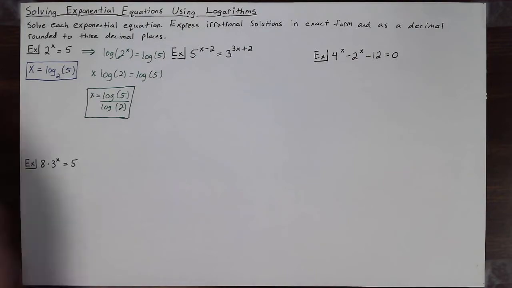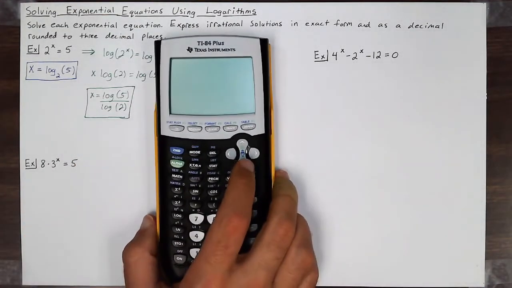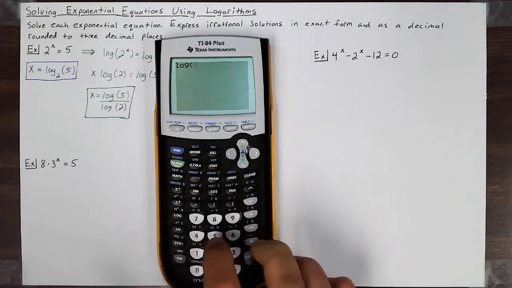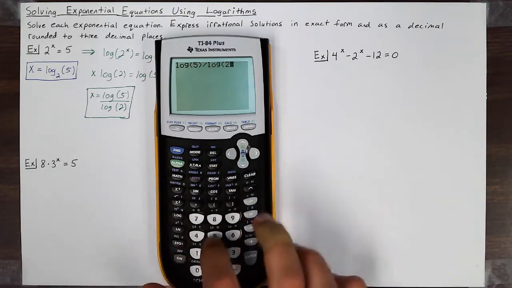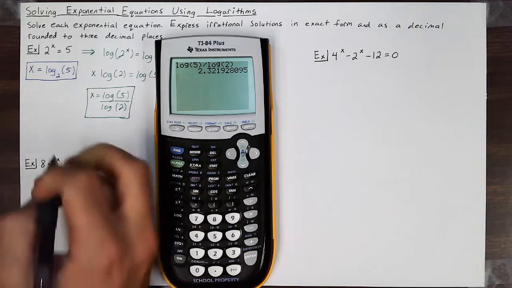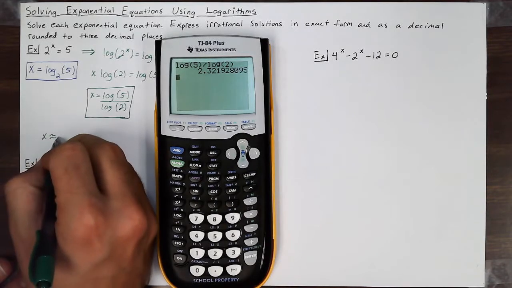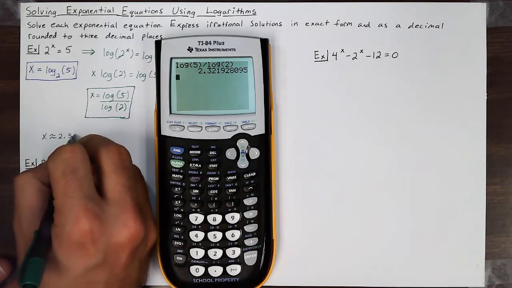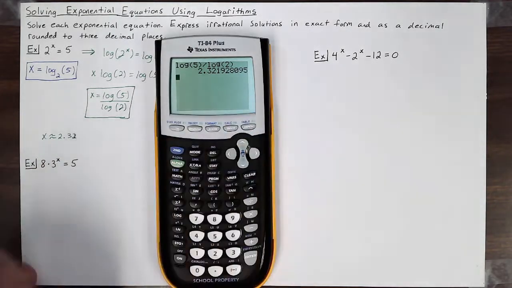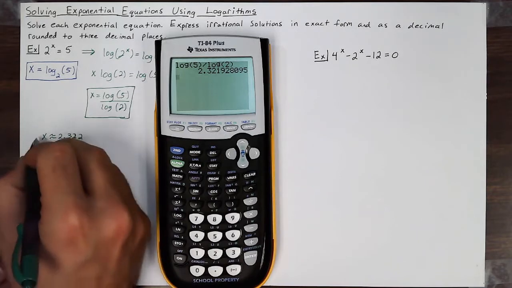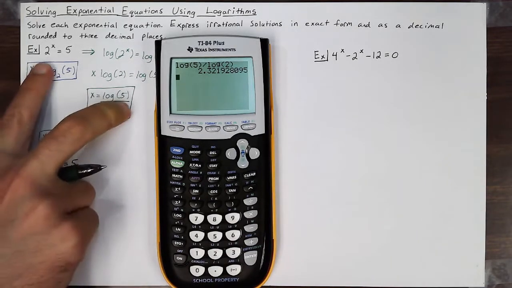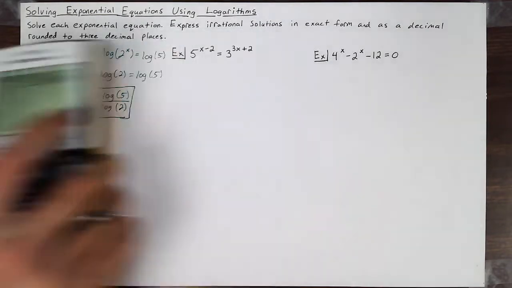Now, what is this decimal? Well, we're going to use the change of base formula because that's possible to plug into my calculator. So log of 5 divided by log of 2 gives me approximately 2.322, rounded properly to the third decimal place. So here's a decimal approximation of the answer, and here are two versions of the same answer. But let's look at the next one.